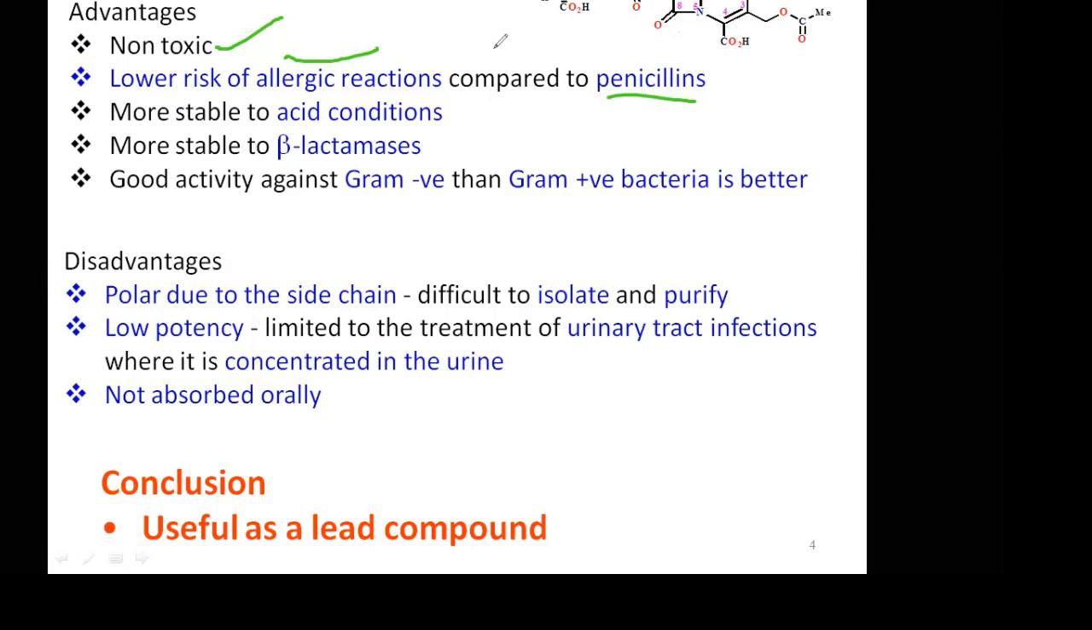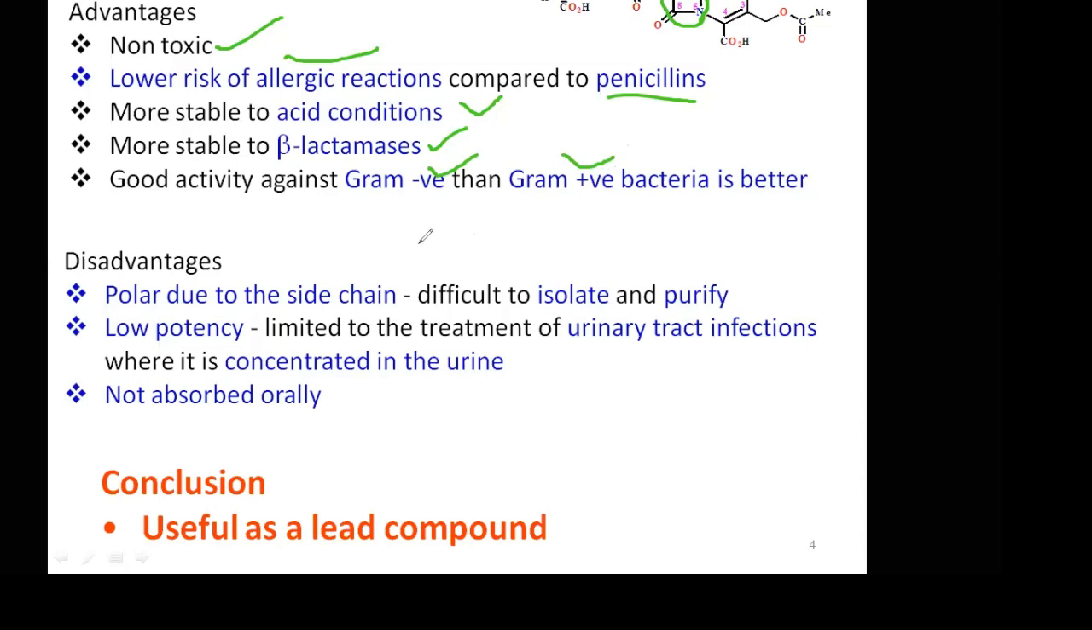And cephalosporins are more superior drugs. Again, I'm telling, cephalosporins are more superior drugs. They are also more stable in acidic conditions. Why? Because of the six-membered ring, more stability. So there is less pressure on the beta lactam ring; the pressure exerted in penicillins is more than in cephalosporins. Next, they are more stable to beta lactamase enzyme. Next, good activity against gram-negative bacteria as well as gram-positive bacteria.